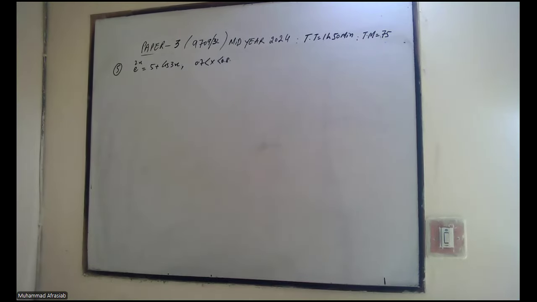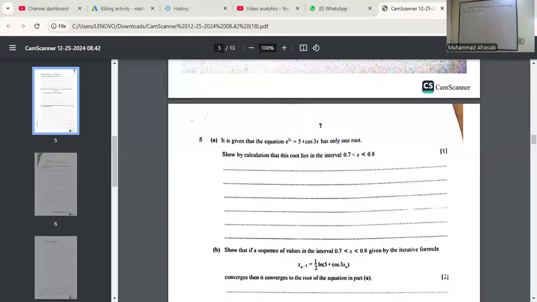Now question number 5. It is given that the equation e^(2x) is equal to 5 plus cos of 3x has only one root. Show by calculation that this root lies in the interval x greater than 0.7 and less than 0.8.